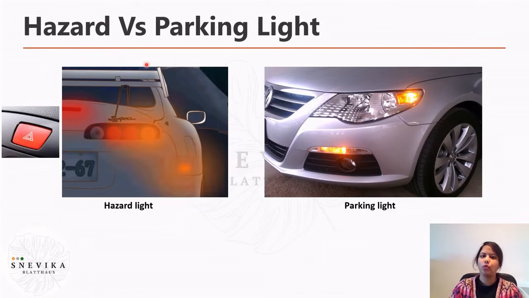Hazardous light is what you use when there is traffic congestion or an accident in front of you and you want to inform the people behind you that something is happening in front and they need to take care.